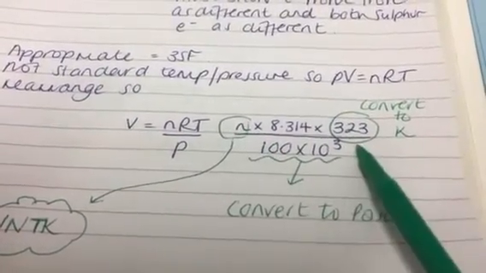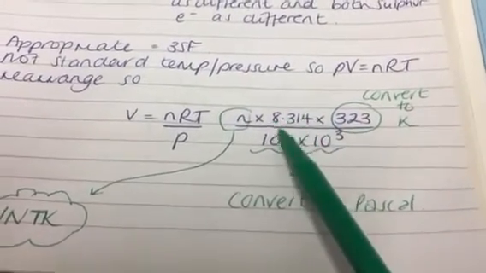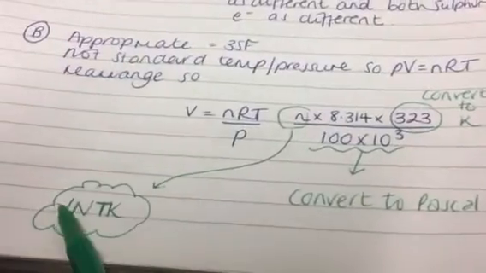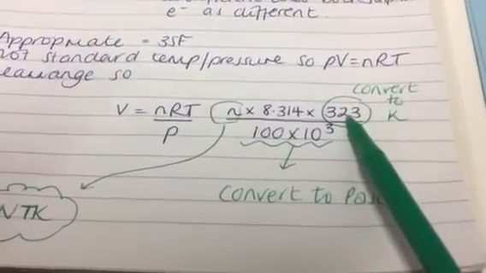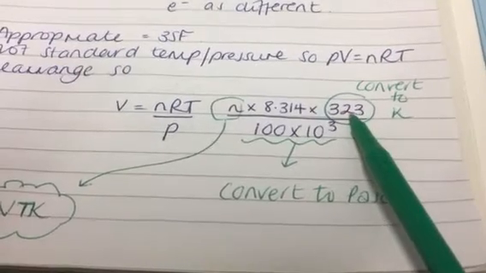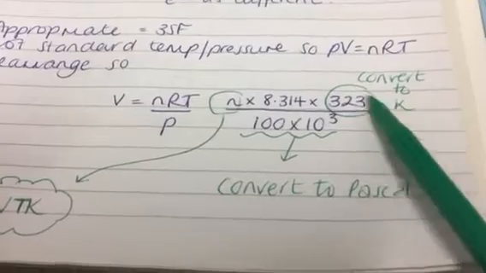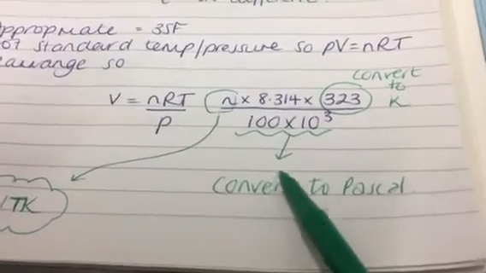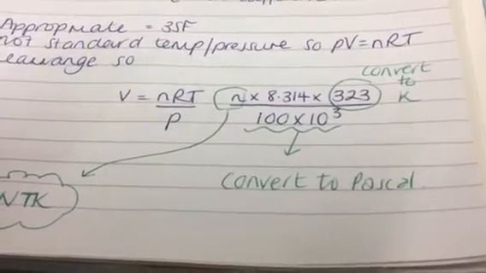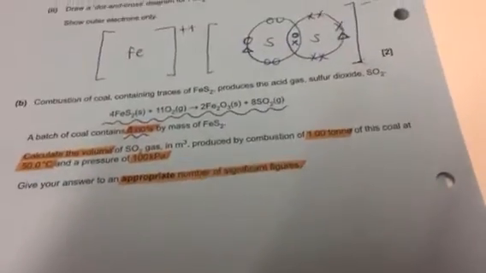Now, this is the information that I have. R is 8.314, which is standard. N, I need to know. 323 is my temperature taken from the question, which was a temperature of 50 degrees converted into Kelvin. And then down here for my P, I've got my pressure, and I've also recognised that I needed to convert it into pascals from kilopascals.